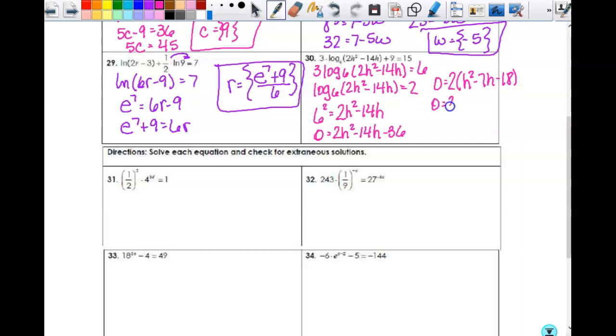So that means 0 equals 2 times h minus 9, h plus 2. So h is equal to negative 2 and 9. And when I test those, negative 2 squared, but then negative 2 times that will be positive, so that works. And then 2 times 9 squared times 2 minus, so that'll work also, and they're both good.